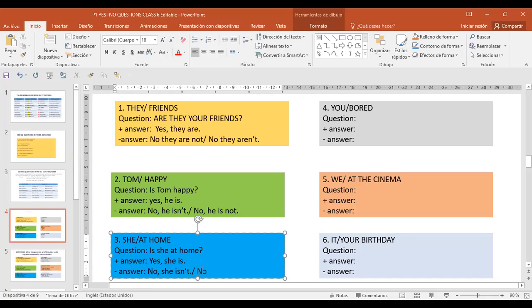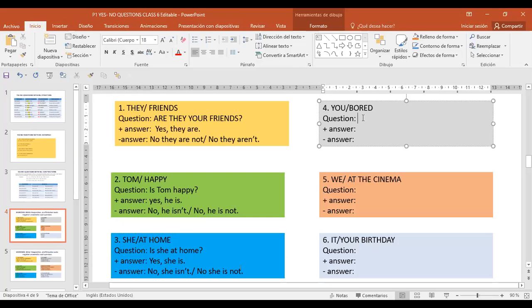Excelente. Entonces aquí la forma full sería no, she isn't. Ok, excellent. Question number 4. ¿Cómo nos quedaría la pregunta 4, chicos? Are you bored? And the affirmative? Yes, we are. Supongamos que me está preguntando a nosotros. Yes, we are. In the negative, no, we aren't. Y si queremos contestar de la forma completa, no, we are not.